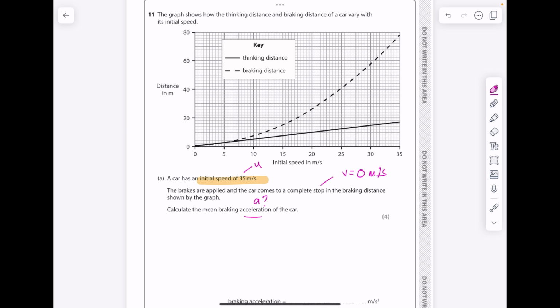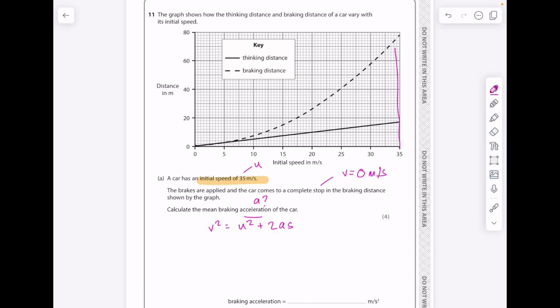So we've been given the initial speed. I can infer the final speed because we know that the car's coming to a complete stop, which means its final speed must be 0. We need to find the acceleration. The only thing I'm missing in order to use this SUVAT equation is the distance travelled, but we can work that out using the graph.